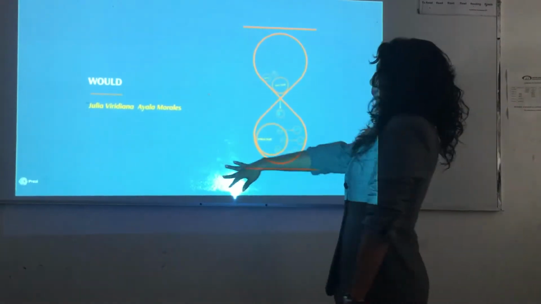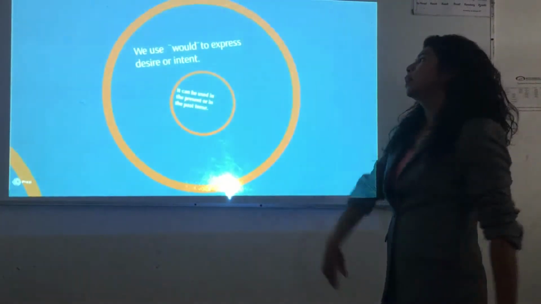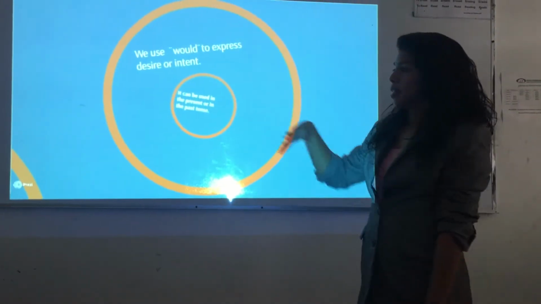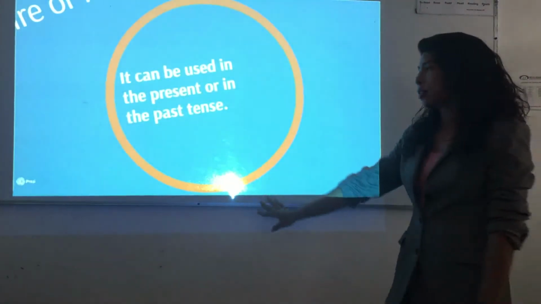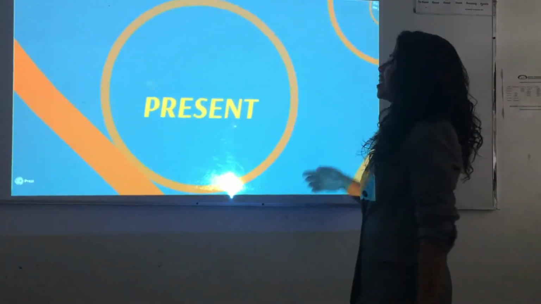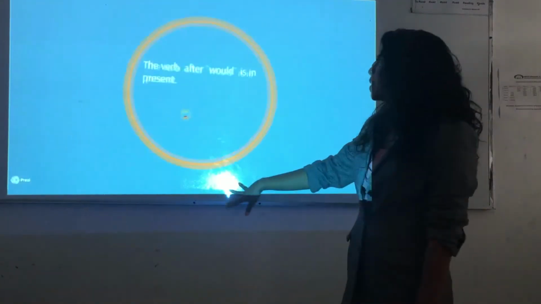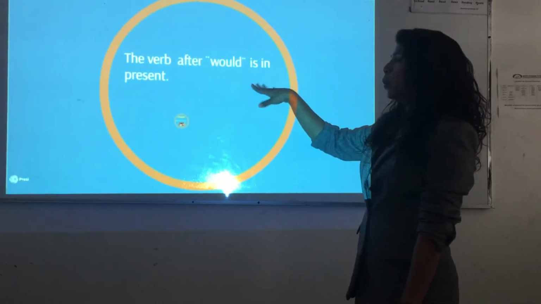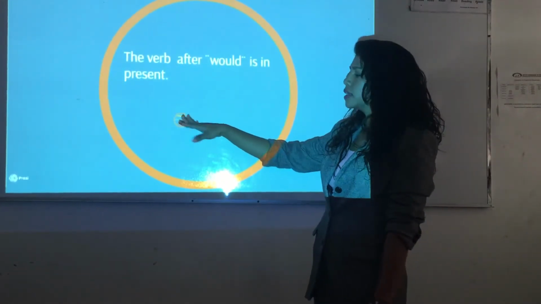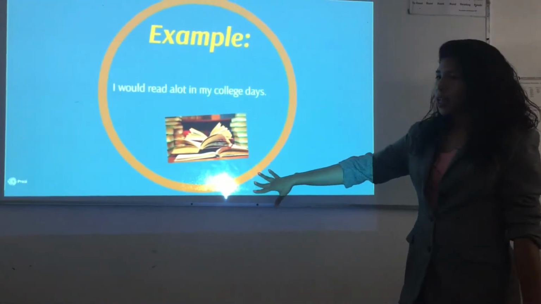Auxiliary word would. We use the auxiliary word would to express desire or intent. It can be used in the present or in the past tense. In the present, the verb after would has to be in present. For example, I would read a lot in my college days.